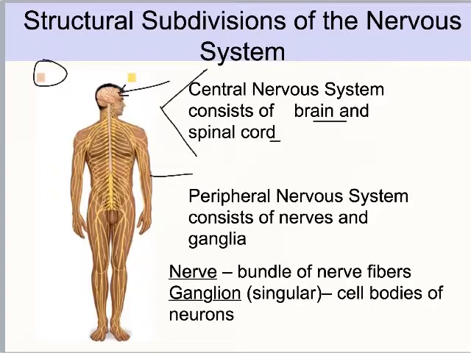So what are nerves and ganglia? So a nerve is a bundle of nerve fibers. So it's a bunch of different axons all bundled together. You can think of it as if you took spaghetti and you taped it up and then you put a whole bunch of spaghetti together. That's what a nerve is. And then a ganglion is the cell body of the neurons. So we'll talk about that. I'll show you a picture.